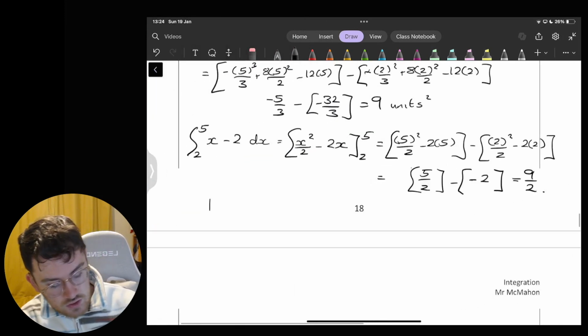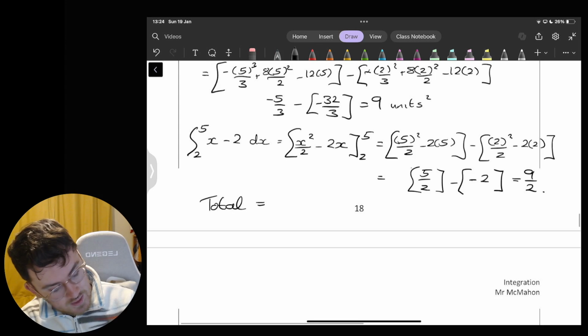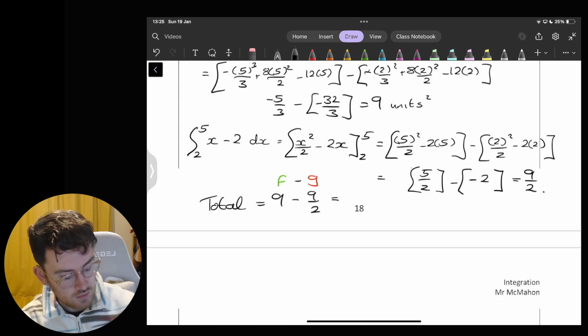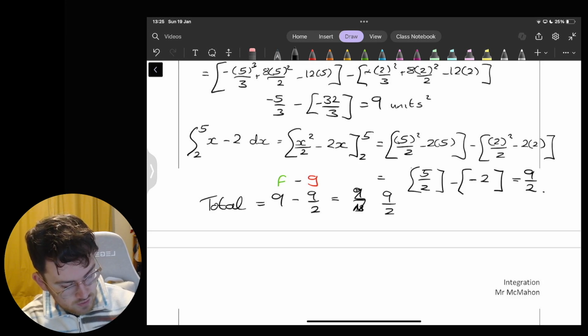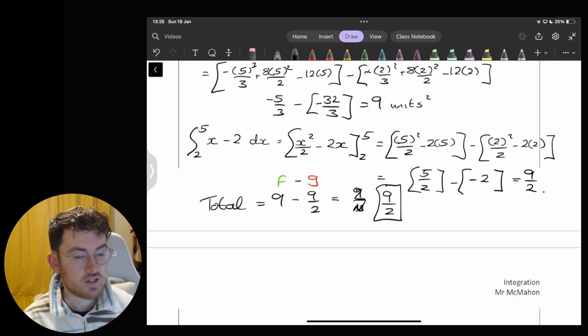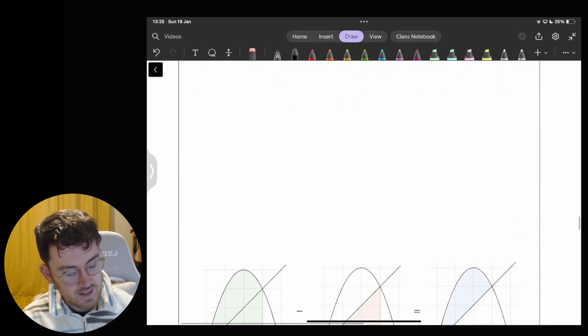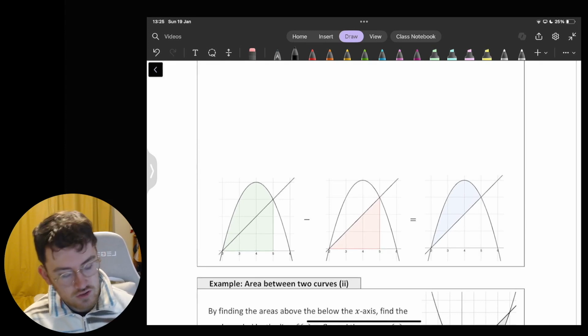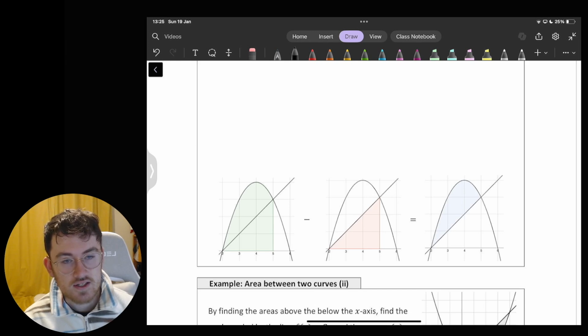Okay, so the total area is 9 minus 9 over 2, so F minus G, the area under F minus the area under G, which is going to be 9 over 2. 9 over 2 square units. Okay, and we can kind of see the idea in this diagram here of what we're looking at. We're looking for the area under F, the green here, the area under the red here, and subtracted then to give me the blue area here between the two.